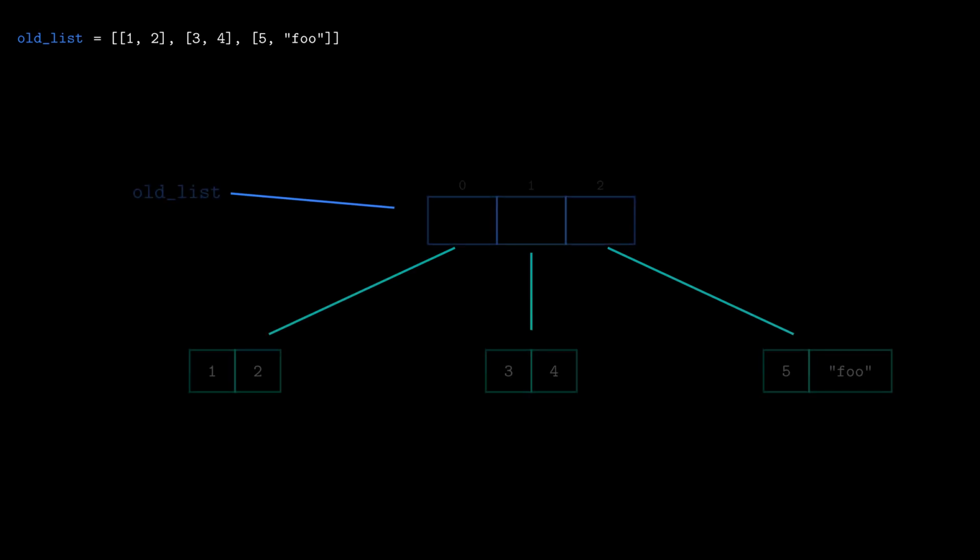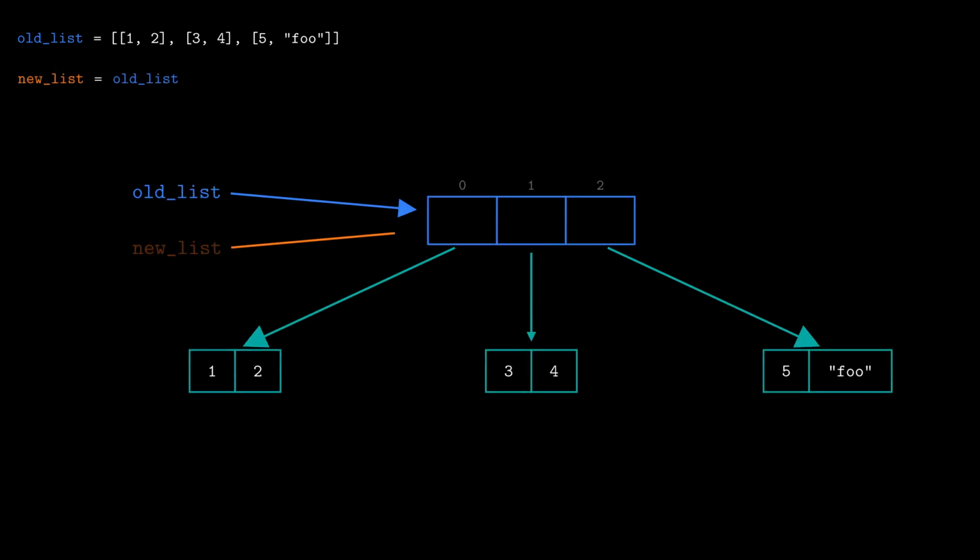Case 1, a plain assignment. New list is set to old list. No copy function, no slice, just the equal sign. Python builds nothing new. It writes a second name onto the same object, so both names point at that same list of 3 arrows. Now run the line that indexes new list at position 2, counting 0, 1, 2.